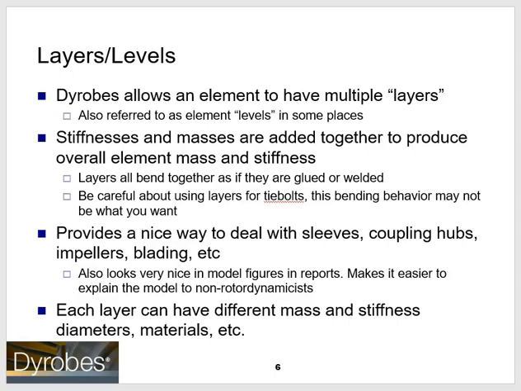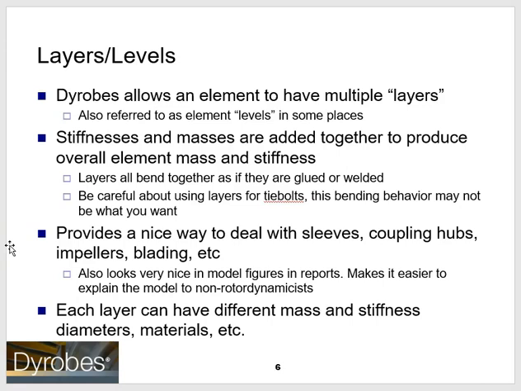Another important concept in Dyrobes is the idea of layers. The terms levels and layers get used interchangeably. Basically, what happens when multiple layers are used is the stiffnesses and masses are added together to produce overall element stiffness and mass. You can have multiple layers in a model. All of the layers of a shaft will bend together. If you want to model something that behaves like it is bonded to the shaft, then layers may be a good approach. Layers are not appropriate for things that will move relative to each other.